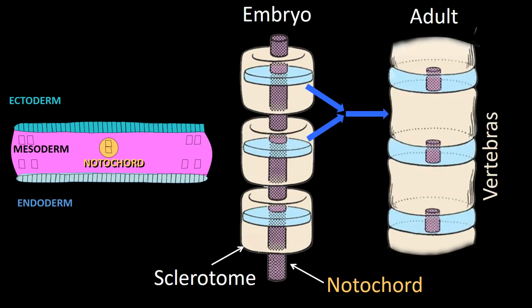So, as indicated here, most of the sclerotome tissue forms the vertebra. The notochord disappears in this region as it does when surrounded by bone tissue at the base of the brain. Hence, the vertebrae and the bones at the base of the brain do not normally contain remnants of the notochord.